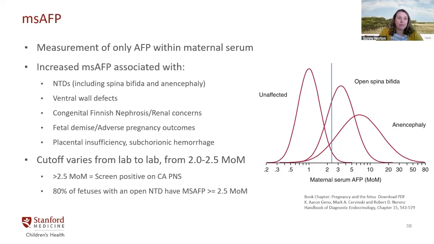And an increased AFP is associated with neural tube defects, open spina bifida and anencephaly, ventral wall defects such as gastroschisis. Really high levels can be associated with renal concerns such as Finnish nephrosis. Abnormal AFP is also associated with placental insufficiency and risks for pregnancy complications, including fetal demise. We use a cutoff of 2.5, and it has a detection rate of 80 to 90%.